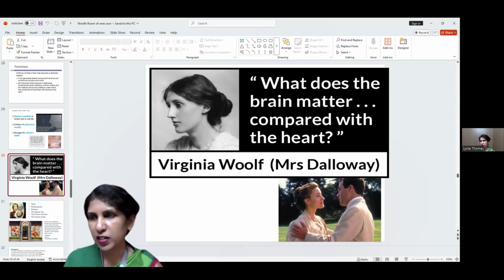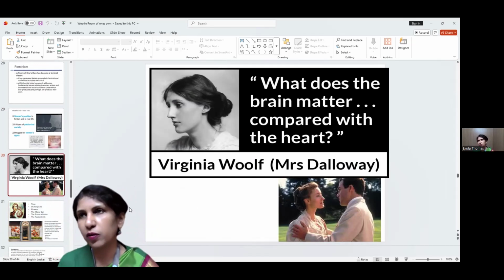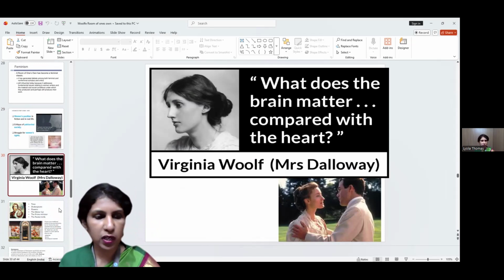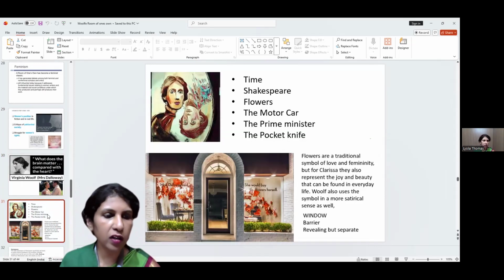And this reminds us of D.H. Lawrence's thought and ideas also, in which he practically says the same thing in many of his novels. Many of his novels have this message: What does the brain matter compared with the feelings of the heart?